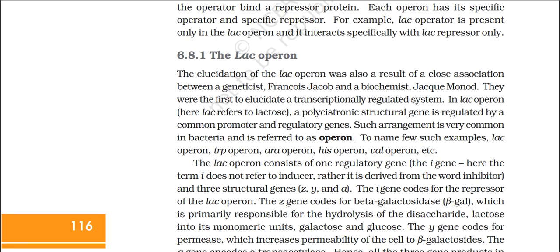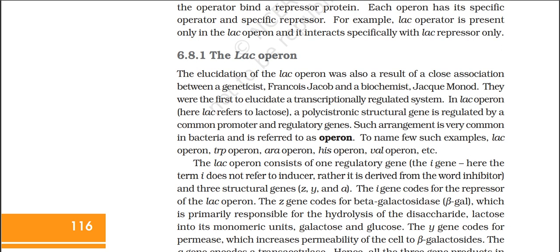6.8.1 The LAC operon. The elucidation of the LAC operon was also a result of a close association between a geneticist, Francois Jacob, and a biochemist, Jacques Monod. They were the first to elucidate a transcriptionally regulated system. In LAC operon, here LAC refers to lactose, a polycistronic structural gene is regulated by a common promoter and regulatory genes. Such arrangement is very common in bacteria and is referred to as operon. To name few such examples, LAC operon, TRP operon, ARA operon, his operon, WAL operon, etc. The LAC operon consists of one regulatory gene, the I gene.